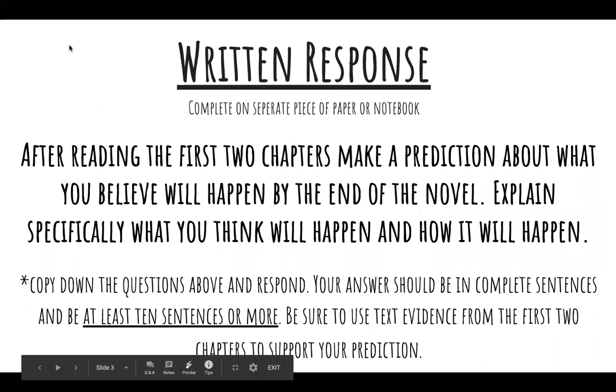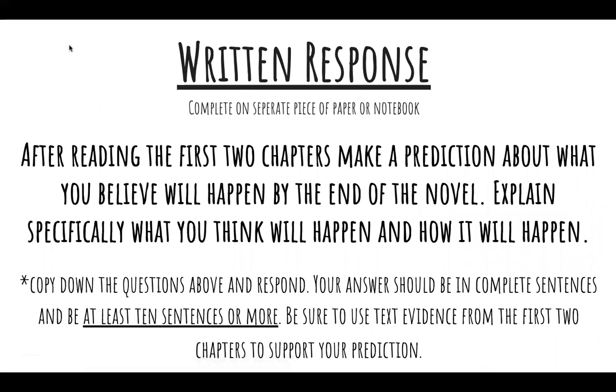Okay. If you haven't read chapter 2 yet, if you missed the meeting or whatever it is, please make sure that you go and read it on the PDF version and catch up on it so that you can do the assignments here. So the written response assignment for today is, after reading the first two chapters, make a prediction about what you believe will happen by the end of the novel. So we've only read the first 2 chapters, but I want you to try to make your best prediction on what you think is going to happen by the end. Explain specifically what you think is going to happen and then how it's going to happen.